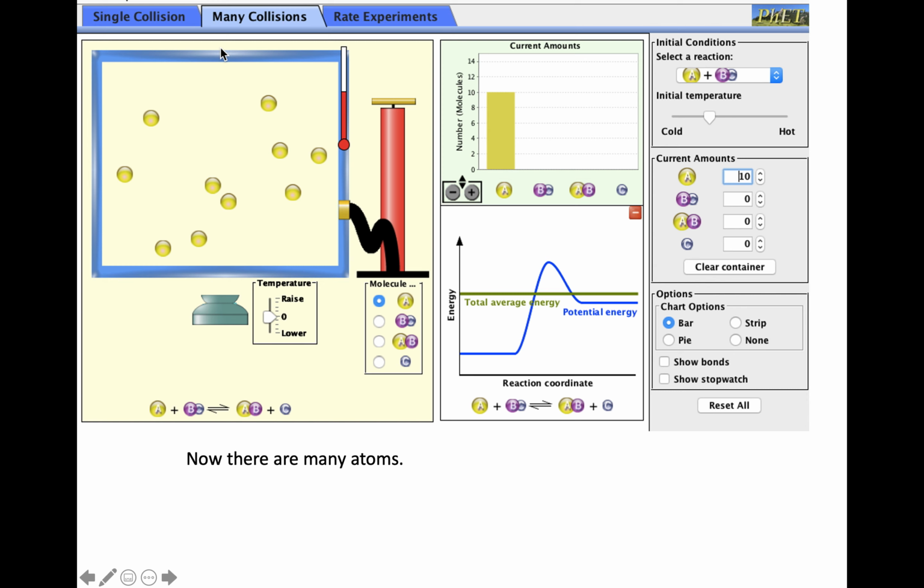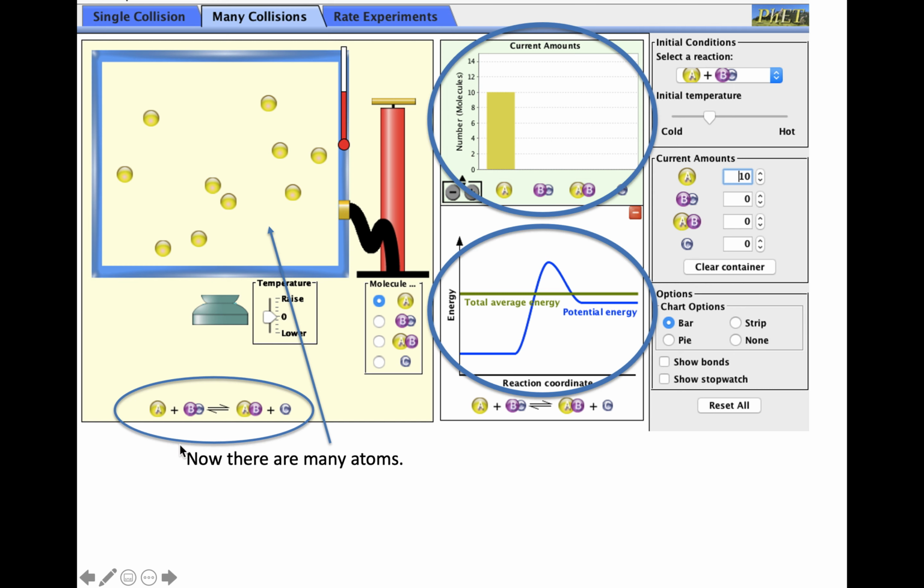So in this case, instead of just having a small set of atoms and molecules in the container, I'm going to now add many different ones. So we have many different atoms present. To help keep track within this one, I've added a bar chart here. So this will show the total that we have that's shown in this representation. Now it adds it up for us. We can also see that listed on the far right where it shows the current amounts.